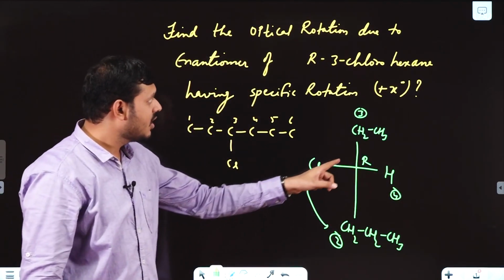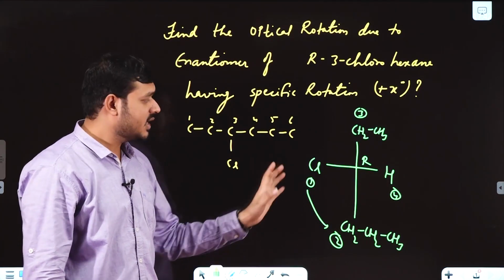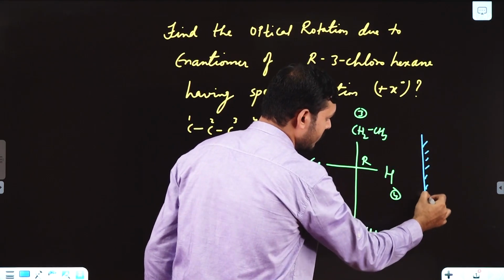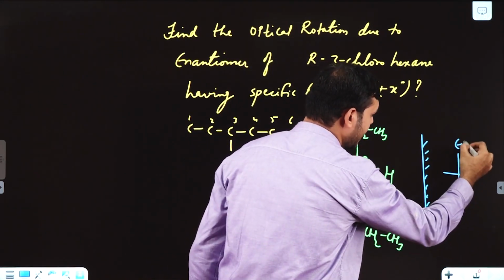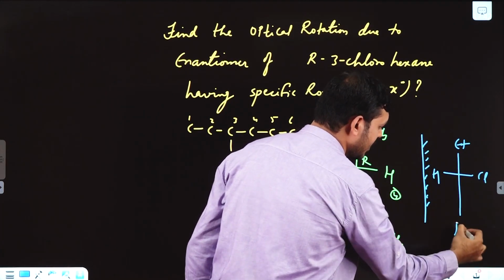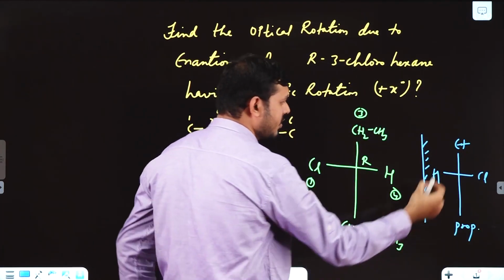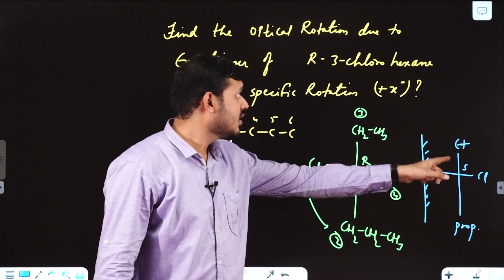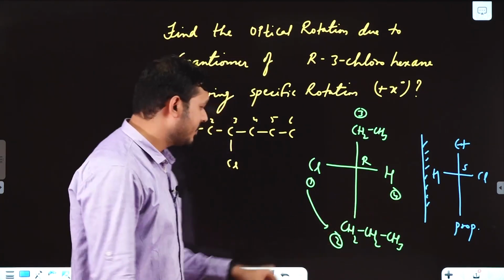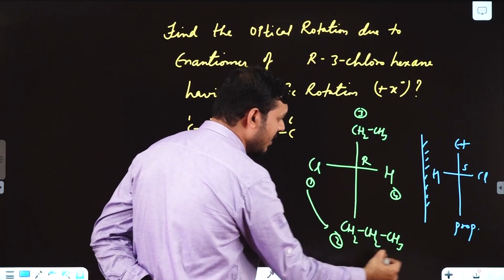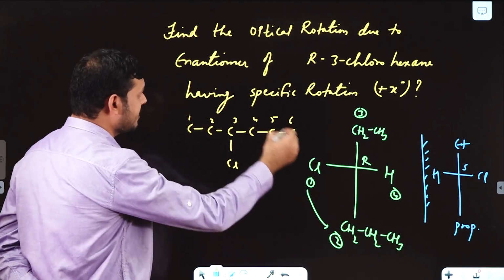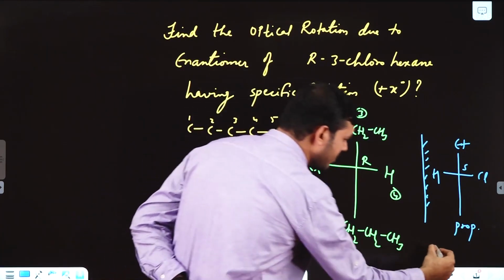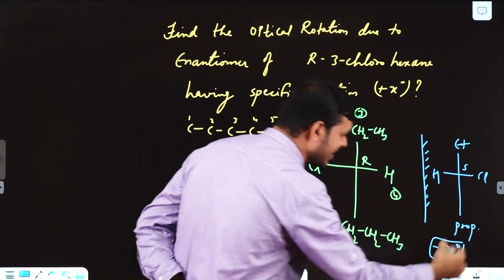Now I have drawn R-3-chlorohexane. Now its enantiomer, means its mirror image. What will be its mirror image? It is Et and Cl this side, hydrogen this side, this is propyl. So you will be having configuration S, right? So this is your S-3-chlorohexane. Clear? Now if this is having optical rotation theta, it will be having minus theta. So as per given data, this is having plus x degree, so this will be having minus x degree. So this is your answer.